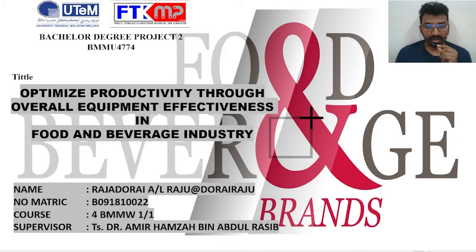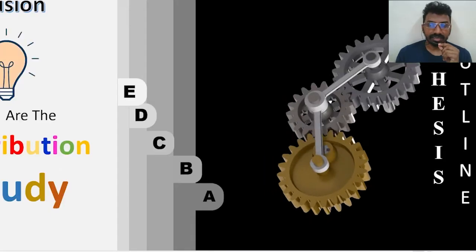Today, I would like to present my final year project, which is titled Optimize Productivity Through Overall Equipment Effectiveness in Food and Beverage Industry. Before I continue any further, I would like to introduce myself. My name is RAJADORAI. I'm from BMMW 1S1 and my supervisor for this project is Dr. Ame Hamza.